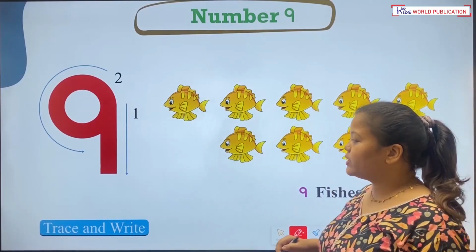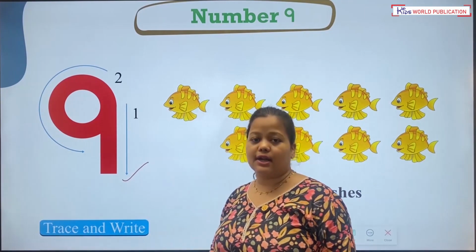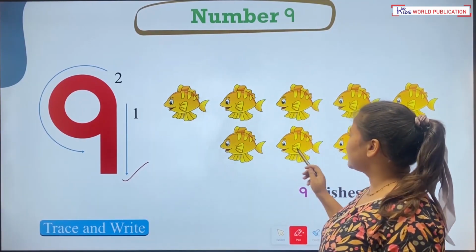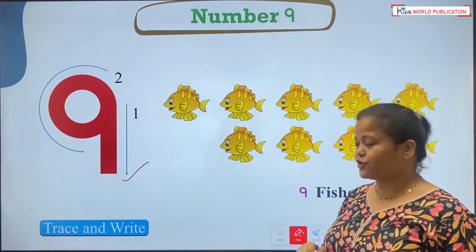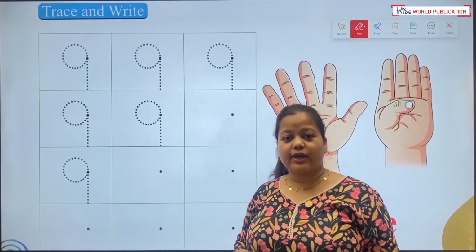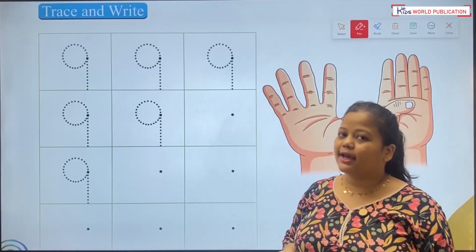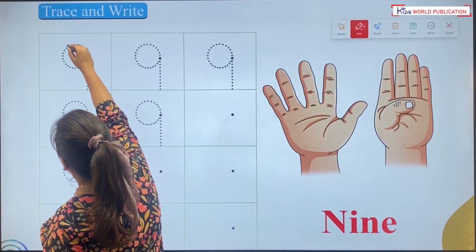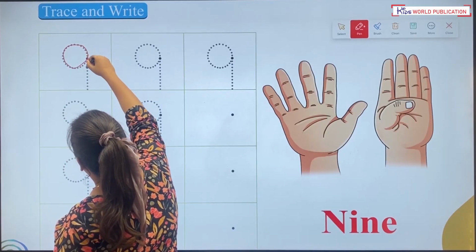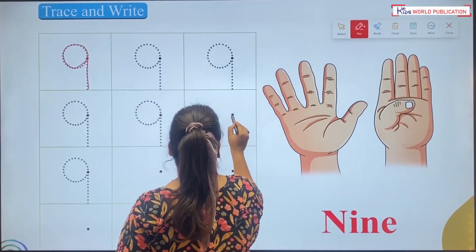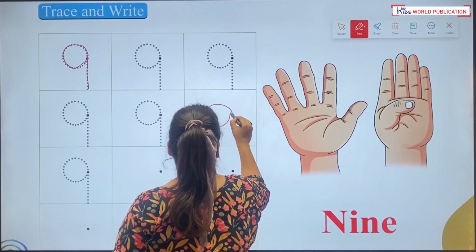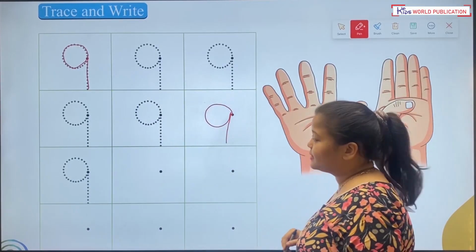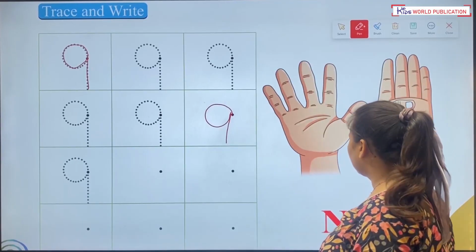Number 9. So kids, here is number 9. 1, 2, 3, 4, 5, 6, 7, 8, 9. 9 fishes. Trace and write. So kids, let's trace the number 9 and write it. This is how you will trace it and write it and complete this activity.